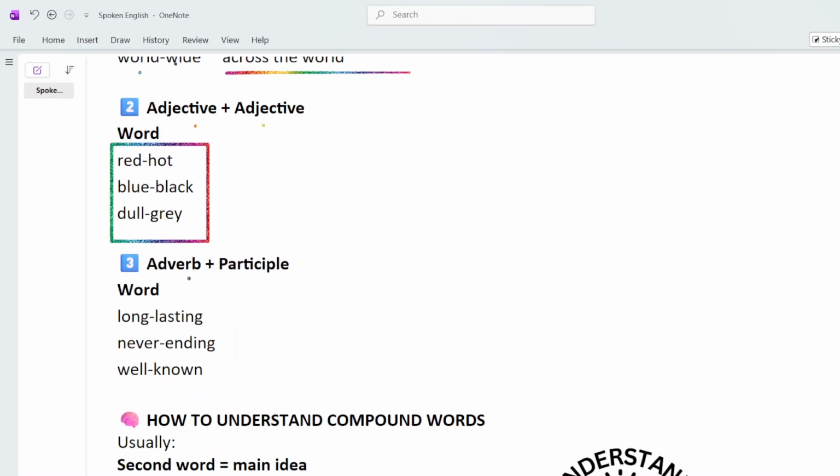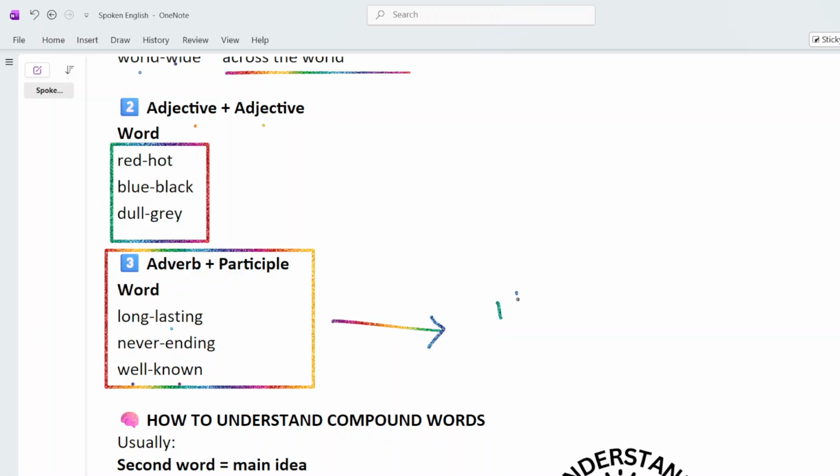All right. Now, an adverb plus a participle. Long lasting, never ending, well known. All right. Now, these words again are compound adjectives wherein you're using a combination of an adverb plus a participle. Don't get confused with the concept. The best I can tell you, to make this journey even shorter for you, is to memorize these words and use them in your daily life.